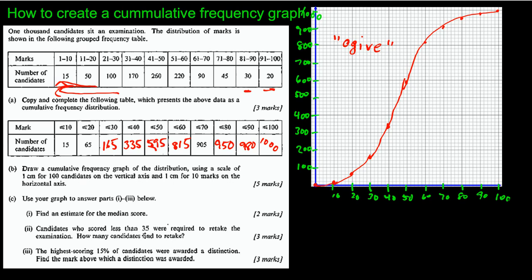We have 1,000 students, so if we want to figure out where our median is, it's really good enough to go straight across here at 500 and then come on down, and it looks like our median is about, we would say maybe 46 for our median score.